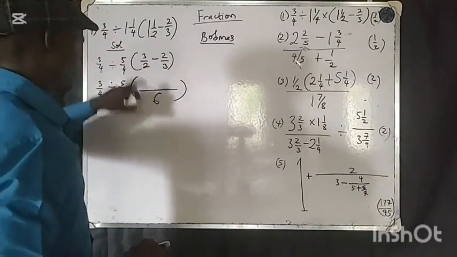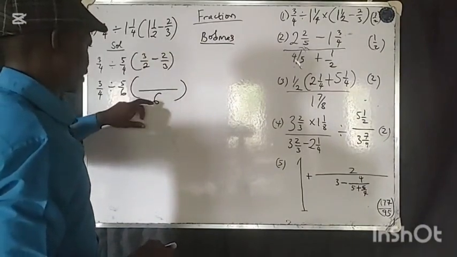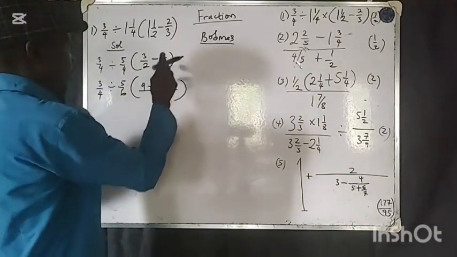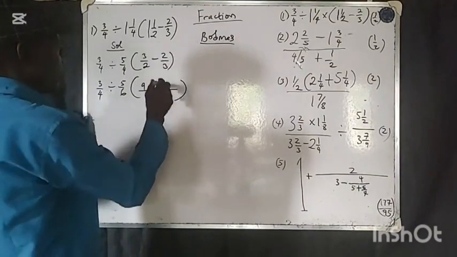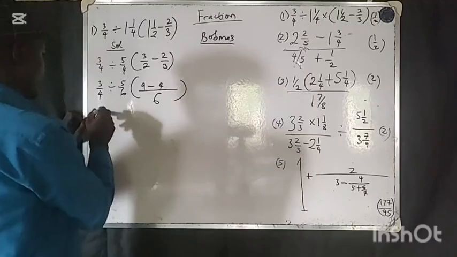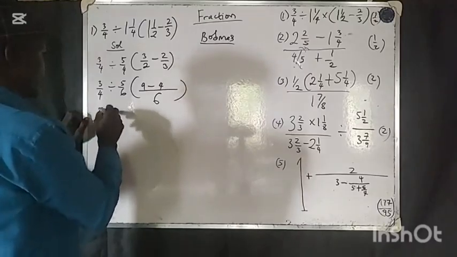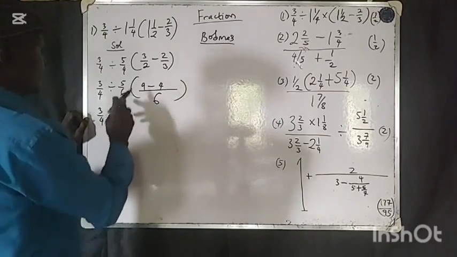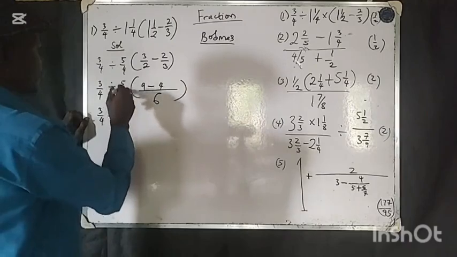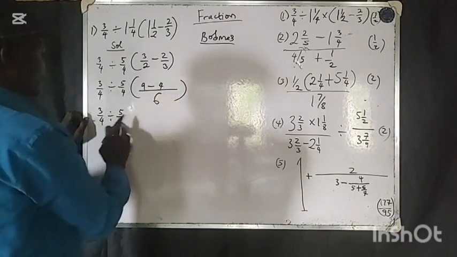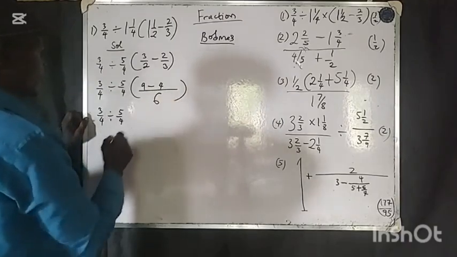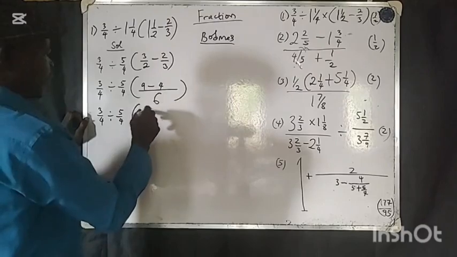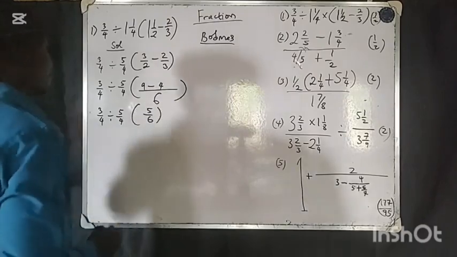2 goes in 6, 3. 3 times 3 is 9. 3 goes in 6, 2. 2 times 2 is 4. So you have 3 over 4 divide... You have 4 over 4, all the same. So you now have 9 minus 4. That is 5. 5 over 6.